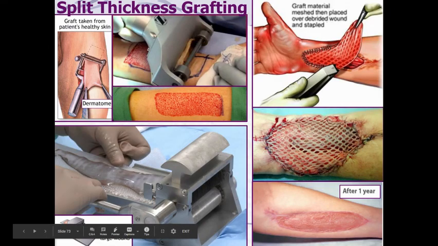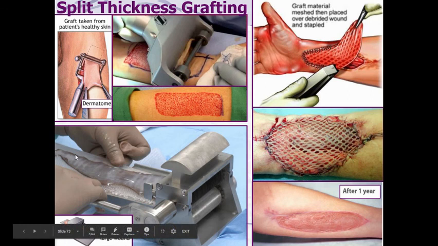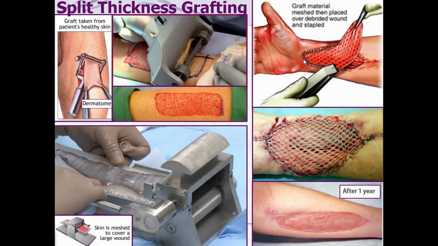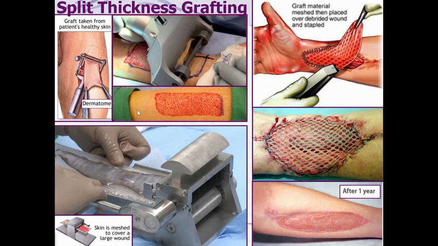So in a split thickness graft, they are going to take a piece of skin. And so here you can see they use a special machine to be able to take a piece of the skin. The skin is then meshed, and that's when it's able to be spread. And then the skin and mesh are placed over the wound and stapled in place, like it's done here. And then you can see the healed burn after a year. And then where they took the graft from, that's just going to heal on its own because it's only the epidermis and a small part of the dermis.